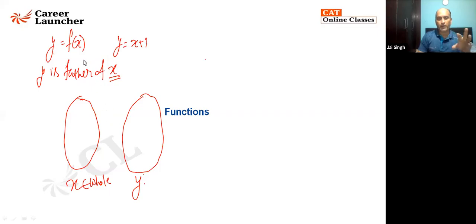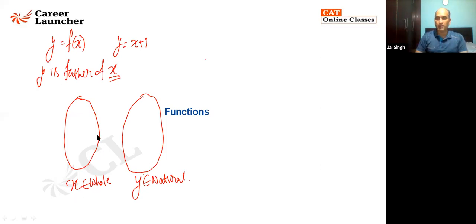So y is a function of x, meaning y is the father of x. I have made two sets of values: one is x and the second is y. I say y belongs to the natural numbers. These are two sets of values, meaning the elements satisfy a criterion.